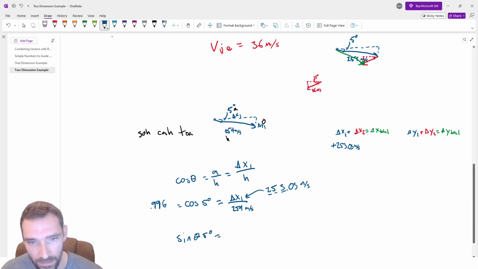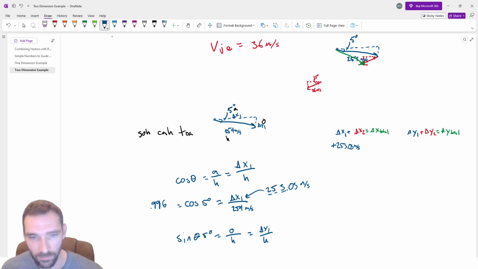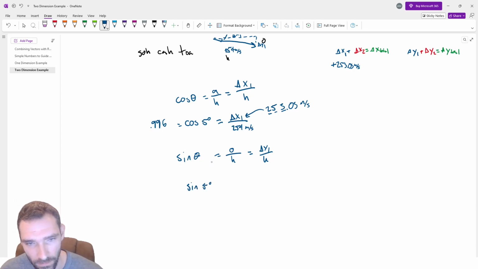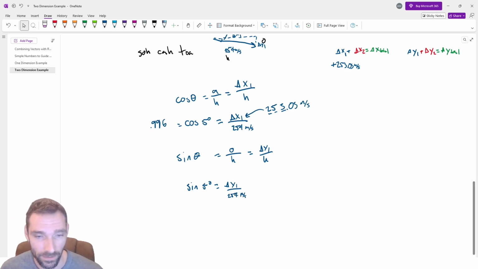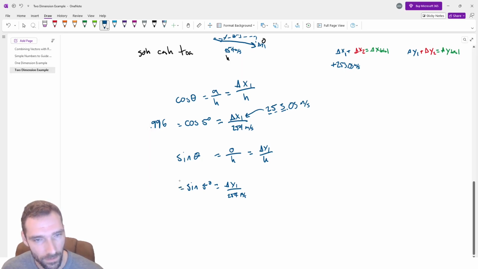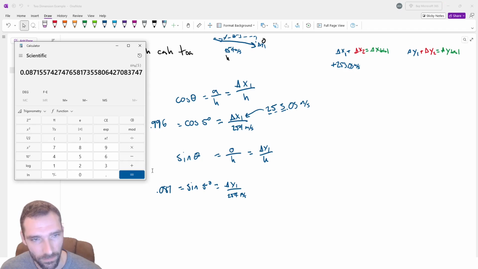While we're doing this, I'm going to also do my sine function, sine theta, of 5 degrees being equal to the opposite over adjacent. And in this case, the opposite is my change in y1, and we can work with that. So if we have sine of 5 degrees, that would be equal to the change in y1 over the 254 meters per second. This should be a pretty small value if we're thinking about it. So if we do 5, yeah, that's a pretty small number, 0.087. Pretty small number when we multiply it by the 254.